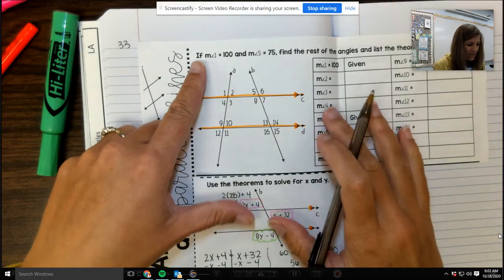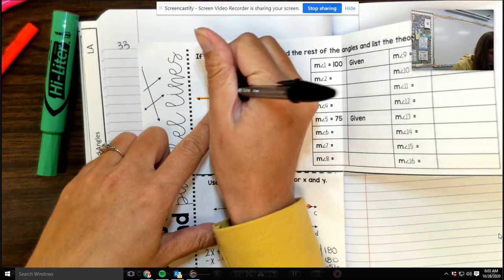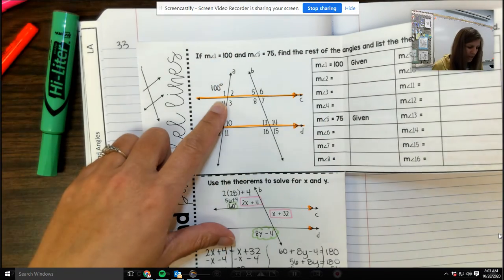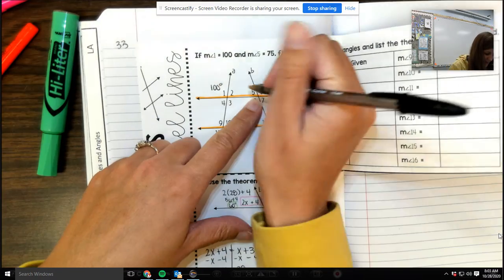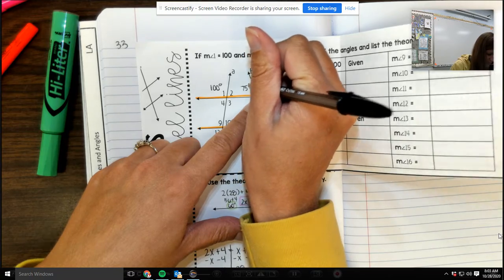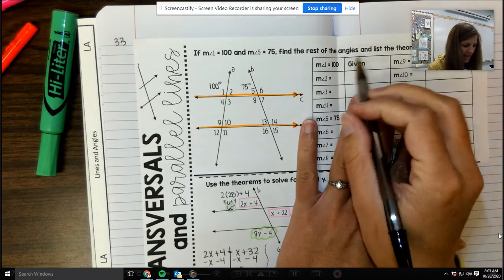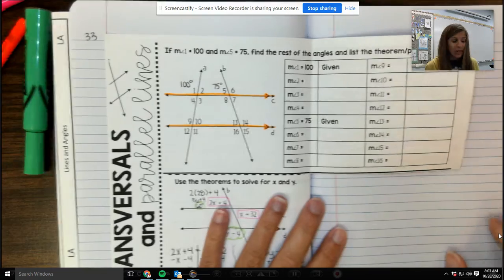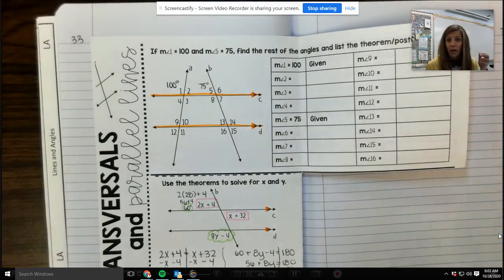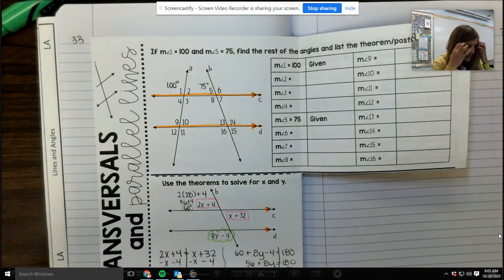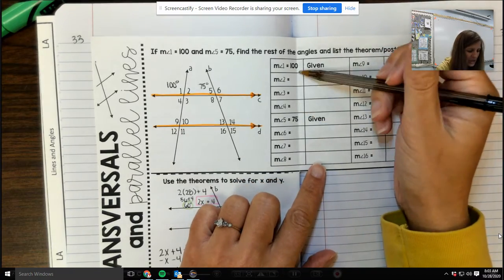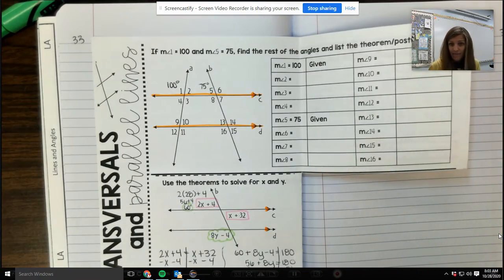Okay, and then they're telling me the measure of angle 1 is 100 degrees, so I always like to add that to my picture. And the measure of angle 5 is 75 degrees. Find the rest of the angles and list the theorem or postulate used. So again, list the reason that you know the angles are what they are. So we're always going to refer back to what's given if we can.